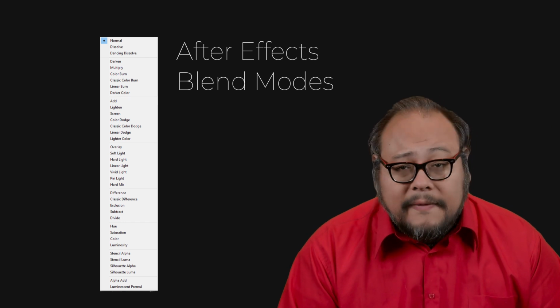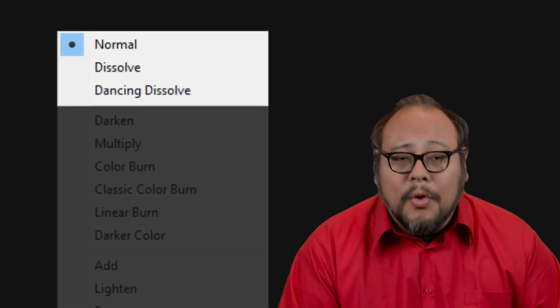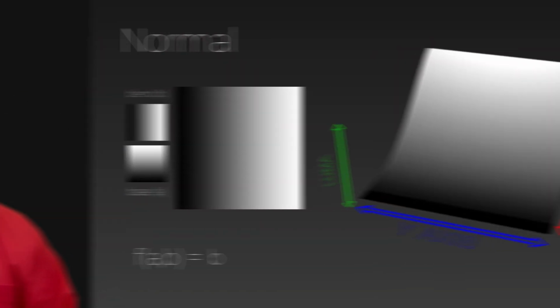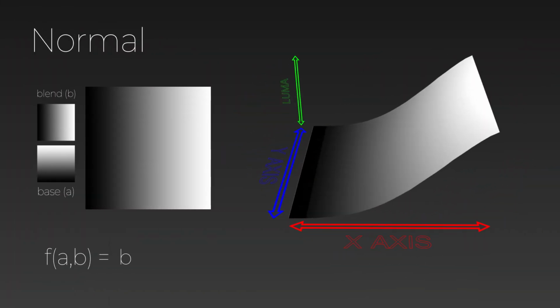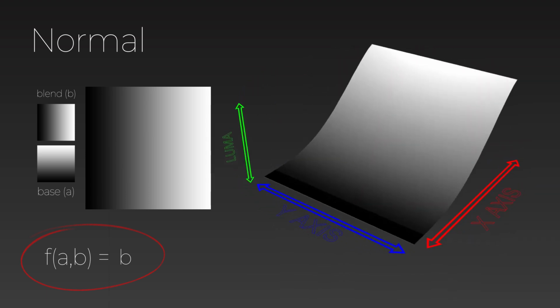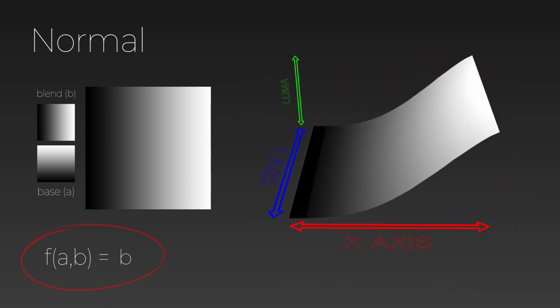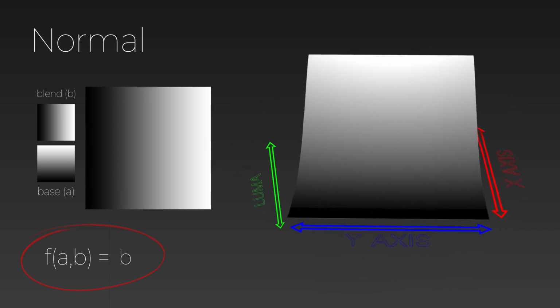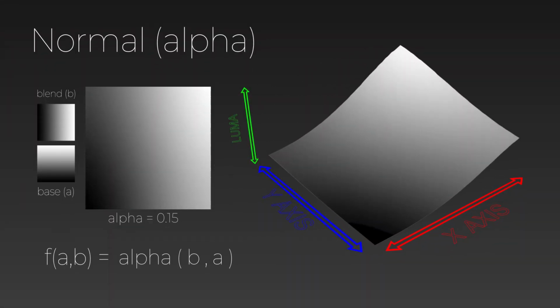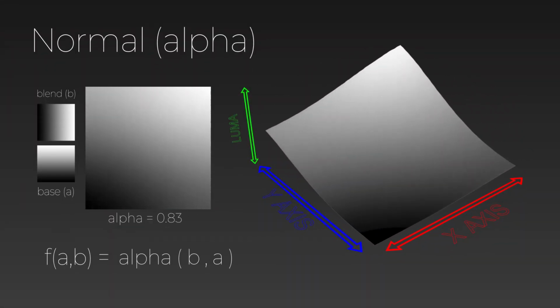Let's take a look at the very first set of blending modes, normal. The typical normal behavior of 2 layers is the layer on top covers up the layer beneath it. We can notate it like this. So the function of A, which is the bottom layer, and B, the top layer, is just B. Now, if B has an alpha channel, the channel which controls the transparency of that layer, we could write it out like this.